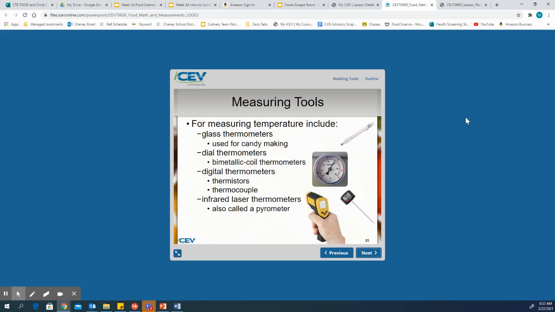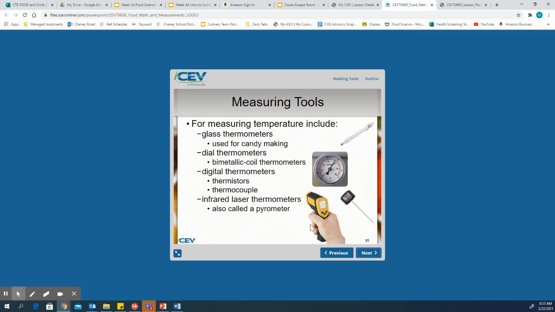When you're talking about measuring tools for temperature, there's all sorts of different cool gadgets you can get. We have glass thermometers that are used for candy making because they get to a very high temperature, like a candy thermometer, as it's called. You have dial thermometers, mostly used inside refrigerators or freezers. You have your digital thermometers right here, and then you have your infrared thermometers.